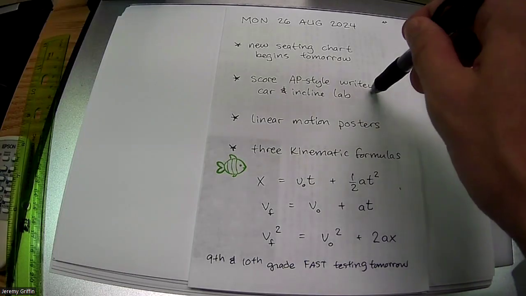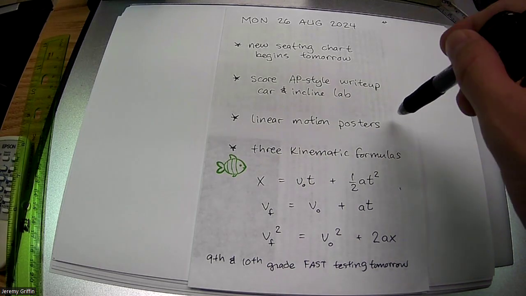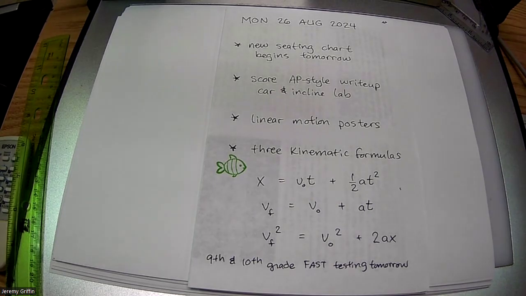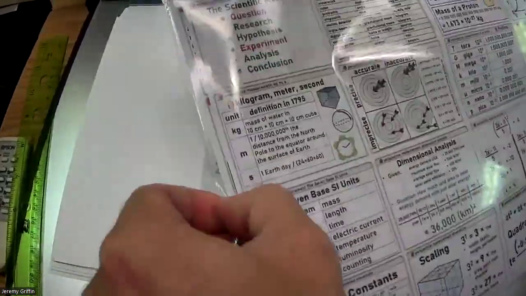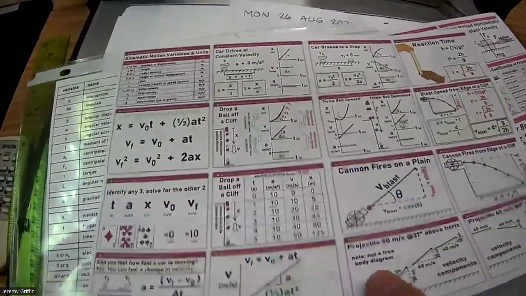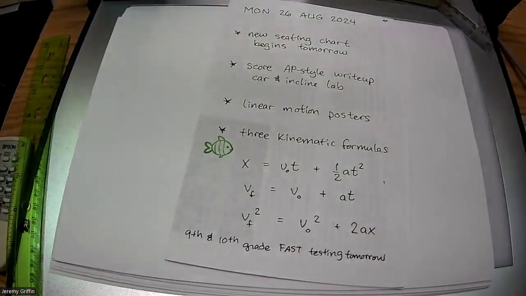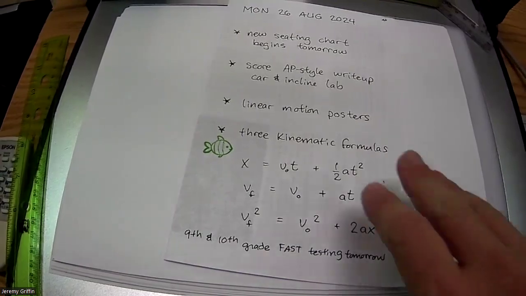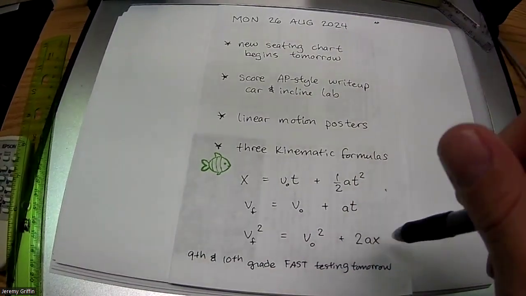After we score this, we're going to go into linear motion. I'll go through the posters or just give you the thumbnail versions of these. On the back of this one, all these red banners, we're going to start going into today, and kinematic formulas.